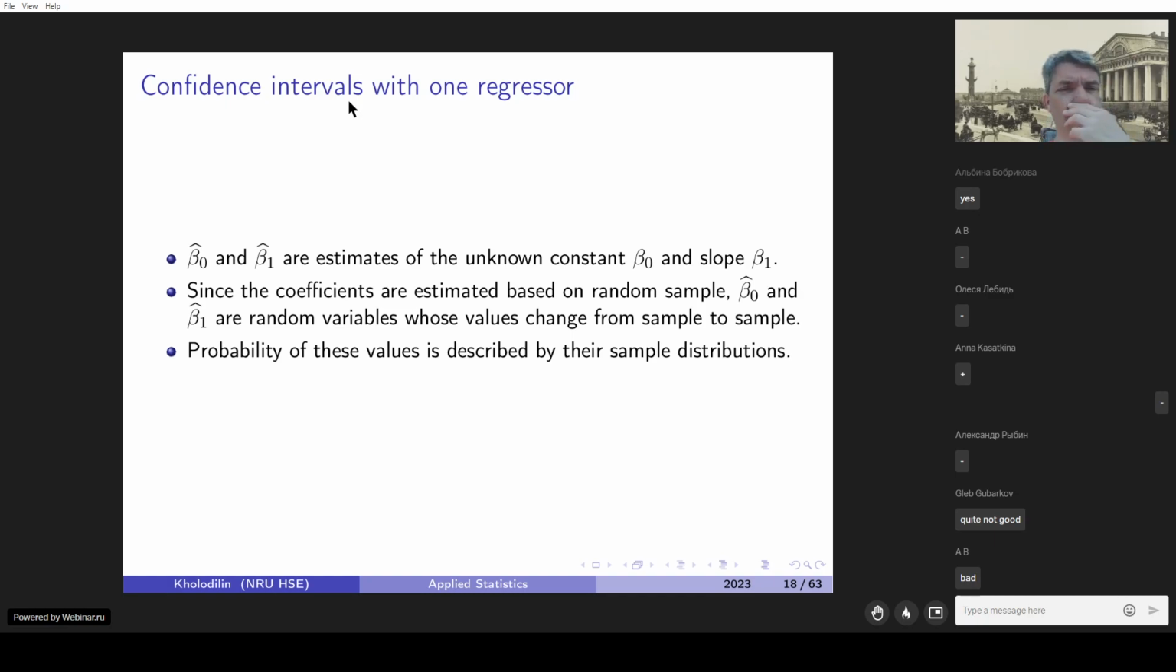So for this purpose, we compute confidence intervals, the intervals where the true values will be located with certain, possibly high probability. Okay, so we know that the estimates of beta 0 and beta 1 are some functions of x and y. X and y are random variables, therefore the estimates of beta 0 and beta 1 are random variables. Beta 0 and beta 1 are not variables at all, they are constants. But their estimates are random variables because they are functions of random variables. And the probability that we need to compute confidence intervals depends on the probability distribution of x and y.